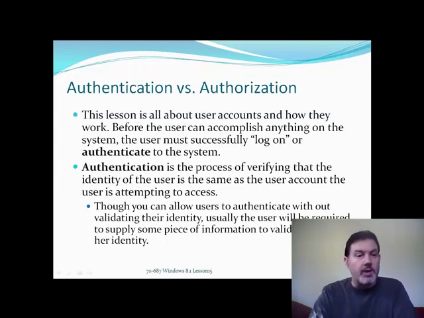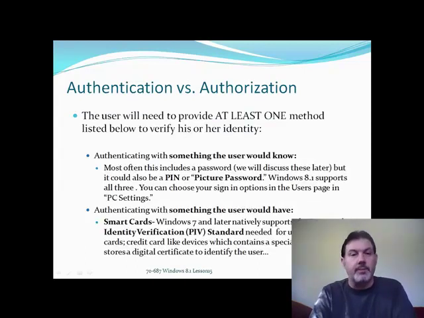Now bear in mind that you can set up your system so that people can authenticate to the system anonymously without validating their identity. However, 99% of the time, that's usually something you don't want to do. Usually you're going to require the user to log in with some sort of piece of information that will validate his or her identity. So there are three methods that we use to do that, and the user will need to provide at least one of those methods to successfully authenticate to the system.